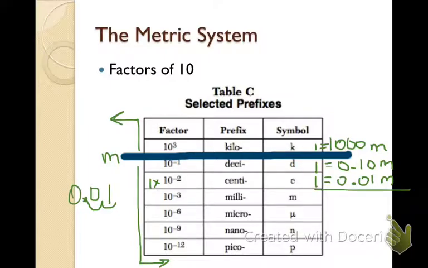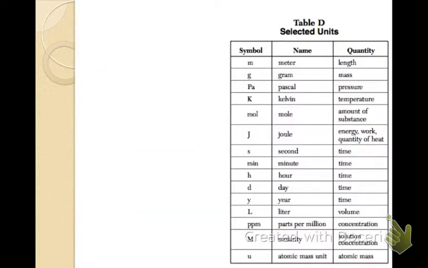Alright, so for that baseline, we can use meters, liters, joules. Joules, what's joules? Well, if you use Table D, you find that joules is actually energy or work or quantity of heat, like listed right there. So if you ever get a unit and you don't know what it is, come over to Table D. So we know m is meters, g is grams, Pa is pascal, so that's going to be for pressure. K is Kelvin, which is temperature. mol is mole. So we'll talk about that later. That's the amount of a substance.